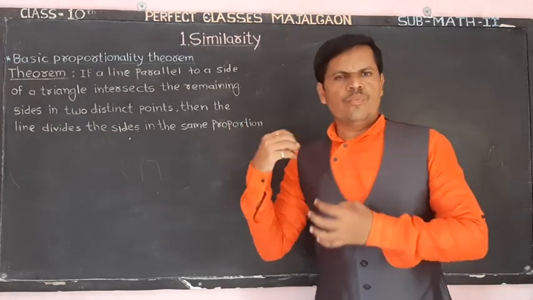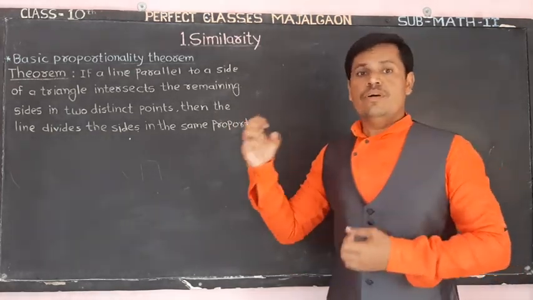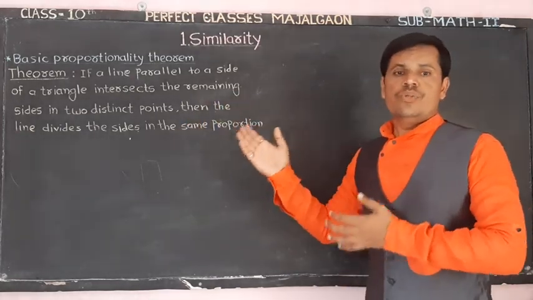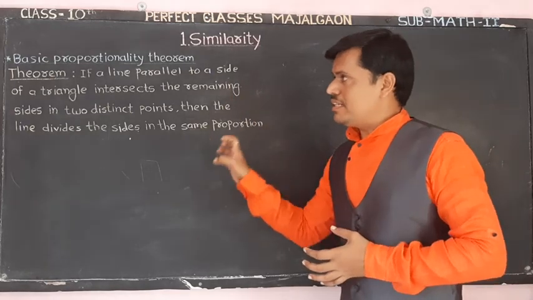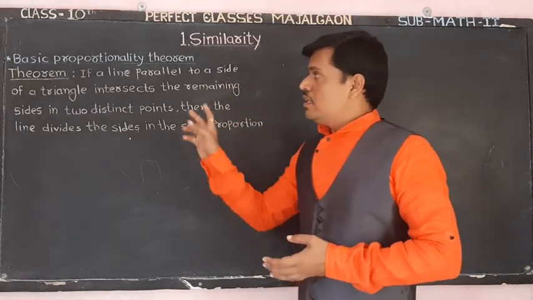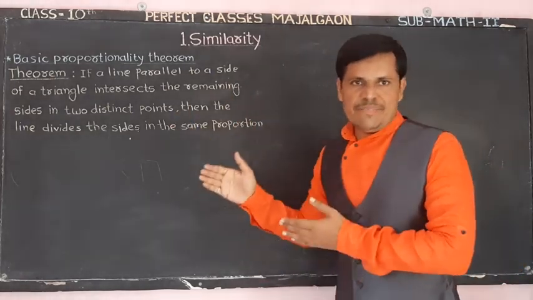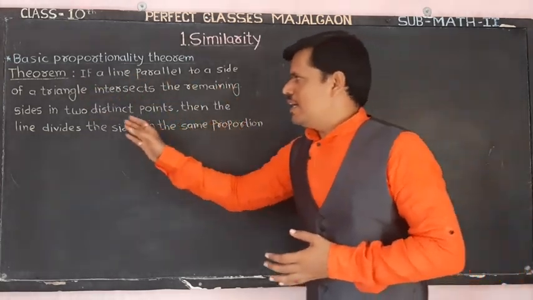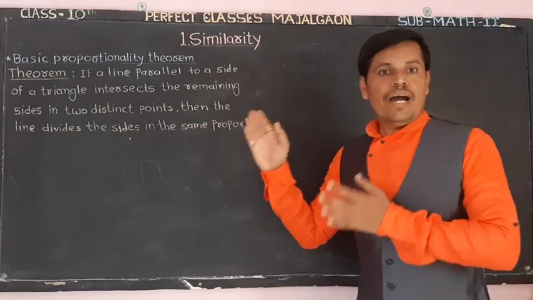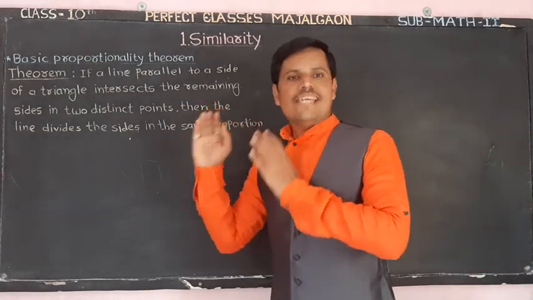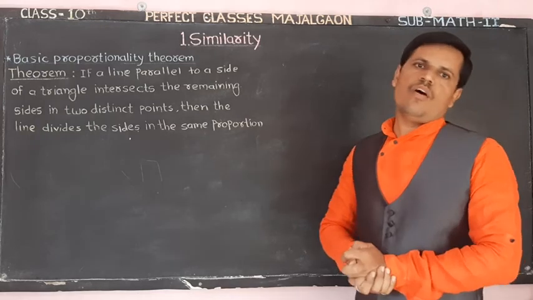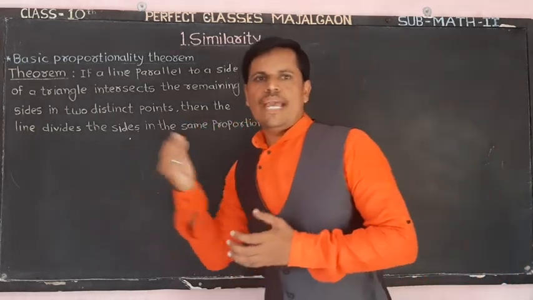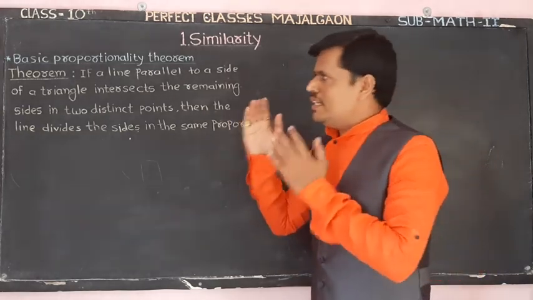To prove any theorem, first we read the statement carefully. From the given statement, we derive the theorem. There are two parts in this statement. One part starts from "if" and one part starts from "then". The part starting from "if" is known as the given part of our theorem, and the part starting from "then" is known as the to prove part.